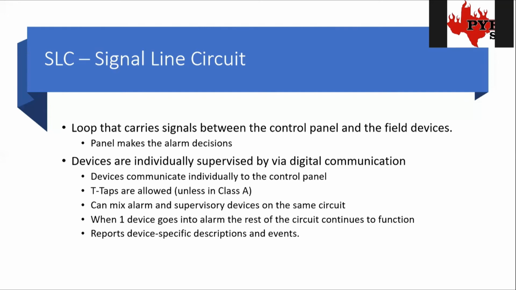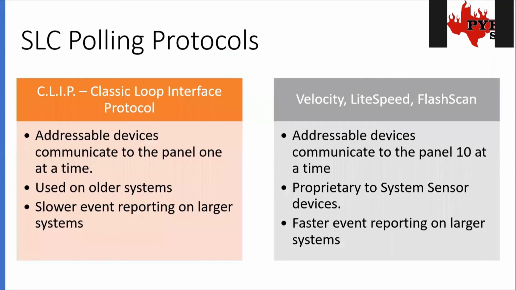And then to get more specific, I told you we were going to talk about the SLC polling protocols. On the left-hand side here, I have CLIP protocol, which is classic loop interface protocol. When SLC first came out, this was the only way it was done. And the addressable devices in the CLIP protocol, they communicate to the panel one at a time. And the larger the system is, the slower it reports because they go in order. So one reports, then two reports, then three reports. And so if you've got 100 devices, it's got to go all the way through the line.